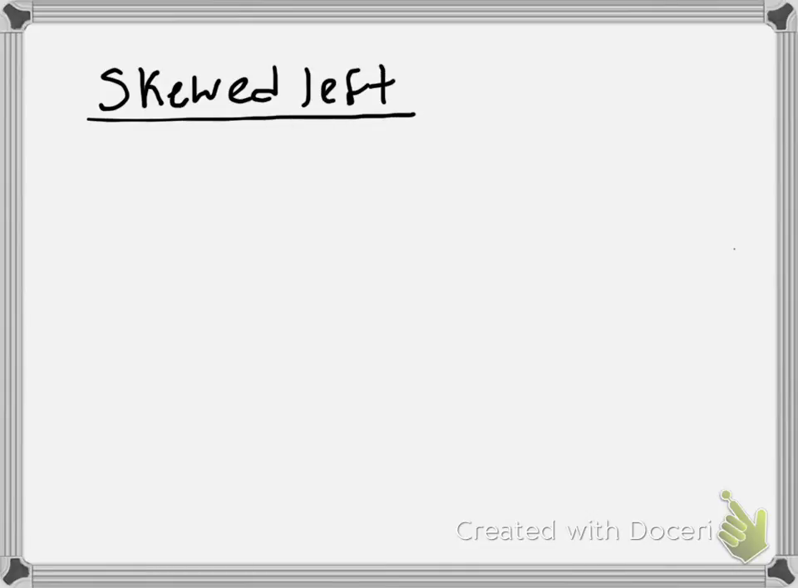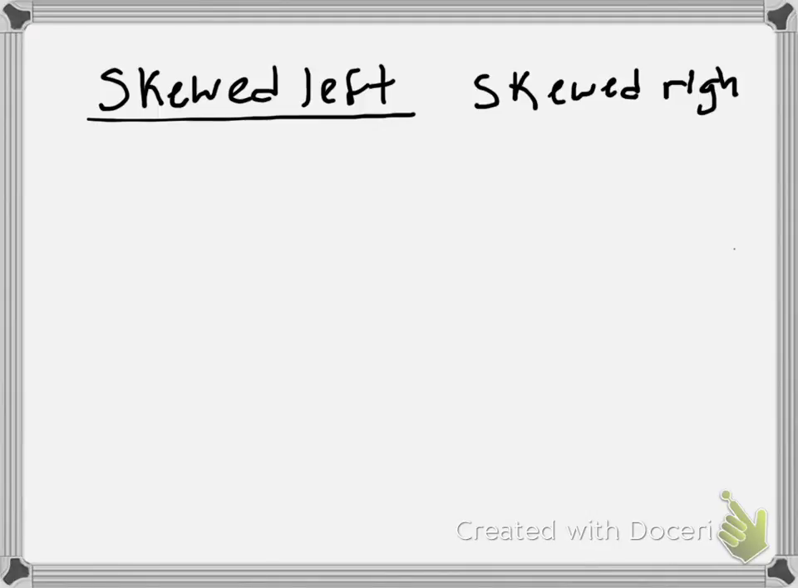Alright, so we're going to talk about something called skewness. We're going to have data that's either skewed left or skewed right. Oops, sorry, skewed right, I hit the arrow. Okay, so skewness basically means that it's not going to be symmetric anymore. It's going to be kind of shifted out.